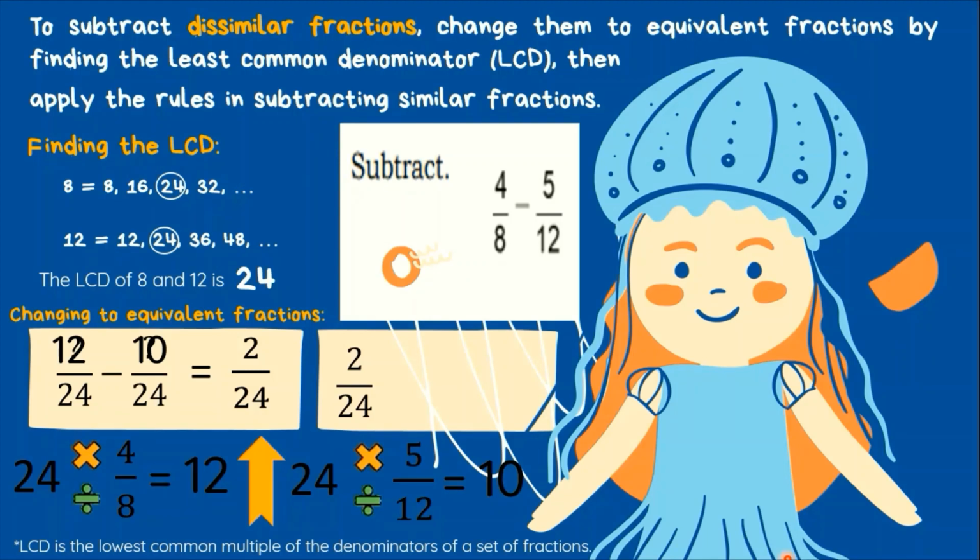Pag alam na natin ang greatest common factor ng numerator and denominator na ating i-reduce into its lowest terms, pwede na natin siyang i-divide by the numerator and the denominator. Kaya naman, 2 divided by 2 is equal to 1, at 24 divided by 2 is equal to 12. 1 over 12 is the lowest term or the simplest term ng 2 over 24. 2 over 24 and 1 over 12 ay equivalent fractions. Kaya naman, 4 over 8 minus 5 over 12 is equal to 1 over 12.